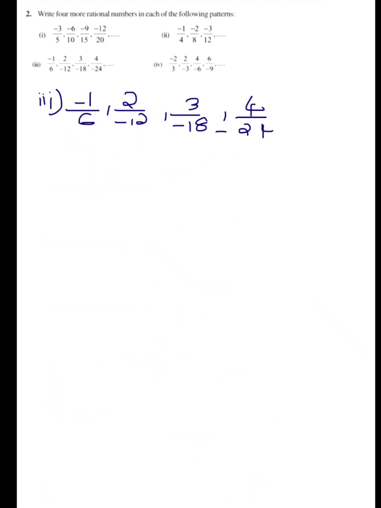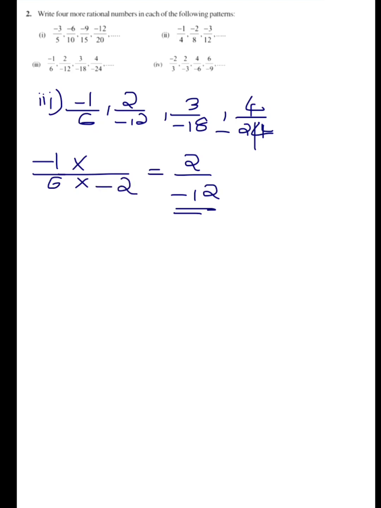So this is our third question, which is minus 1 by 6, 2 by minus 12, 3 by minus 18, 4 by minus 24. Here also let's find the relation. So let's take the first number, that is minus 1 by 6, and after multiplying it with something, you will get the answer as 2 by minus 12. Okay, so you know that 6 into something equal to minus 12. So what is that something? 6 into minus 2 equal to minus 12. Okay, so you have to multiply both sides with minus 2, then you will get 2 by minus 12.